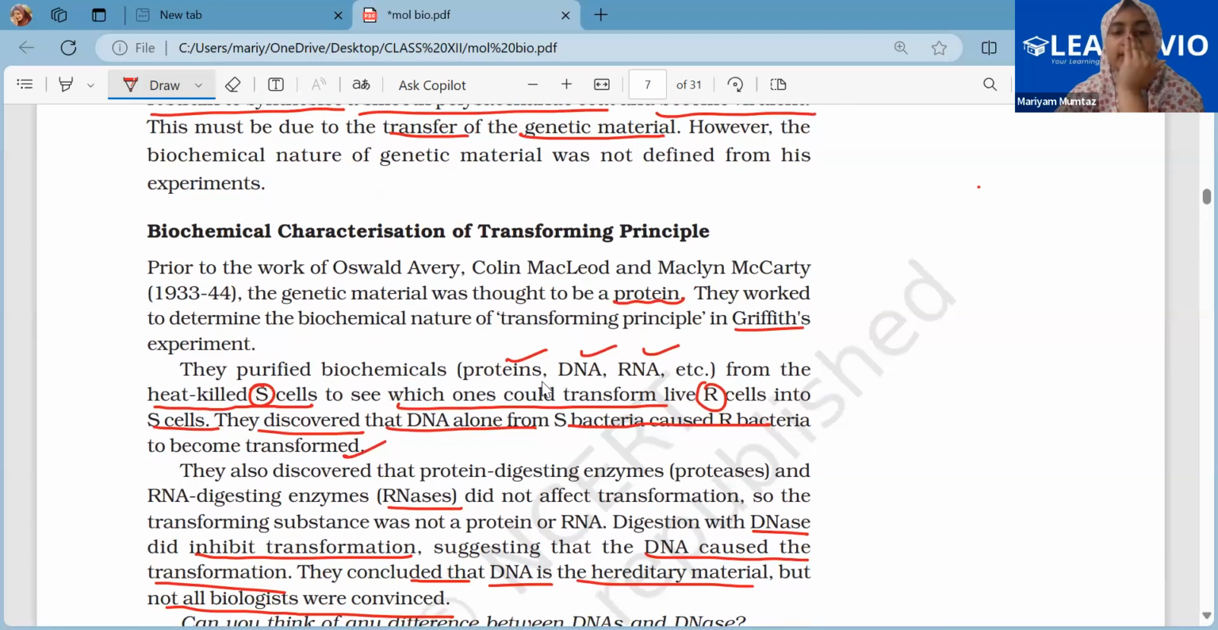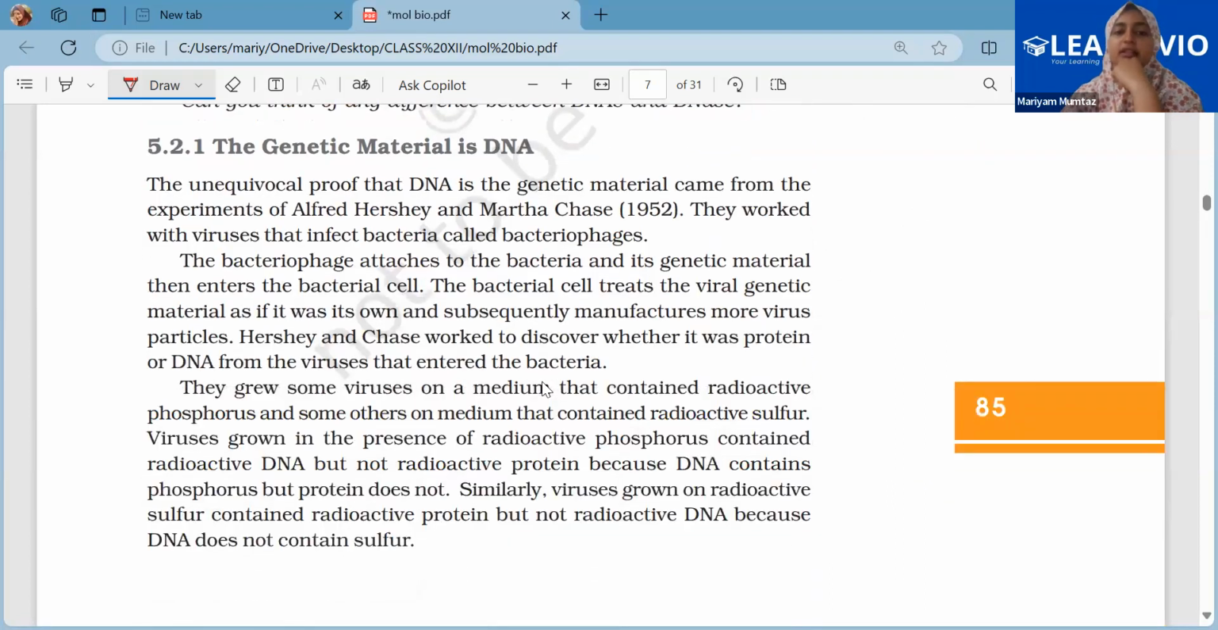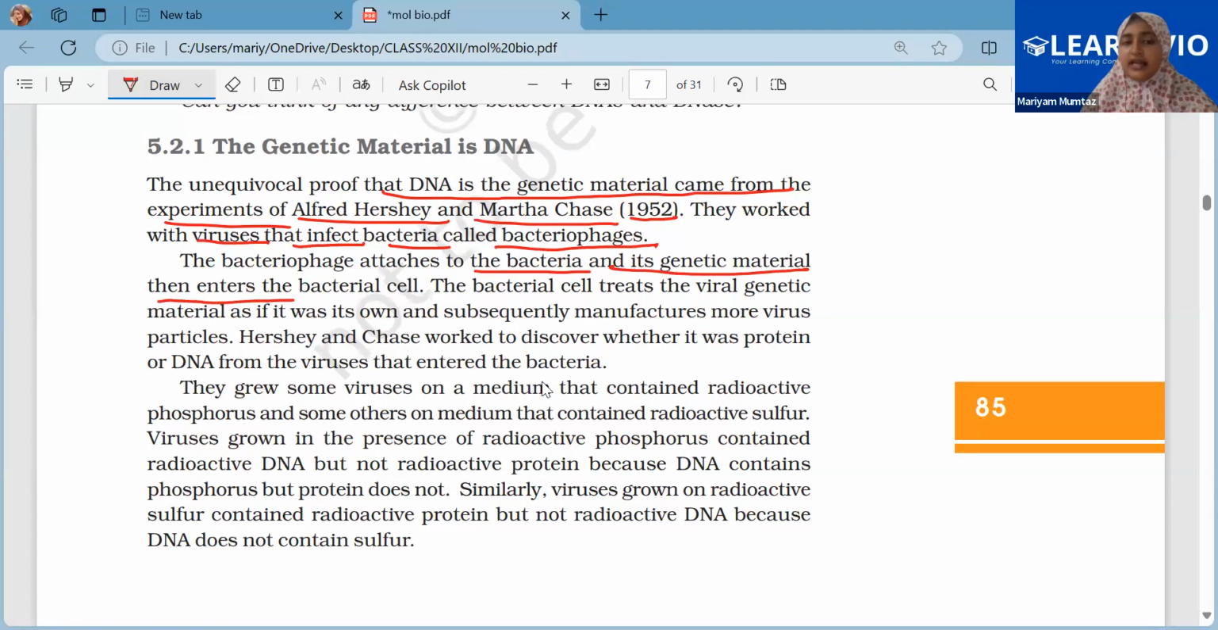Okay. All right. Now, talking about DNA as the genetic material: the unequivocal proof that DNA is the genetic material came from the experiments of Alfred Hershey and Martha Chase, the Hershey and Chase experiment in the year 1952. They worked with viruses that infect bacteria, known as bacteriophages. The bacteriophage attaches to the bacteria and its genetic material then enters the bacterial cell. The bacterial cell treats the viral genetic material as if it was its own and subsequently manufactures more virus particles.